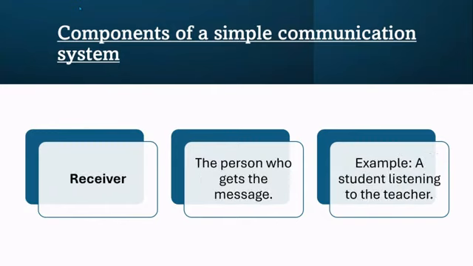The receiver now. The receiver is the person who gets the message. And remember, the receiver can either be a person or a device. Just like the example that was given previously, where the computer was the sender and it was sending some information to be printed by the printer. In that case, the printer would have been the receiver. So the receiver is the person or the device who gets the message. If it's a person, then the person could be the students who are listening to the teacher.